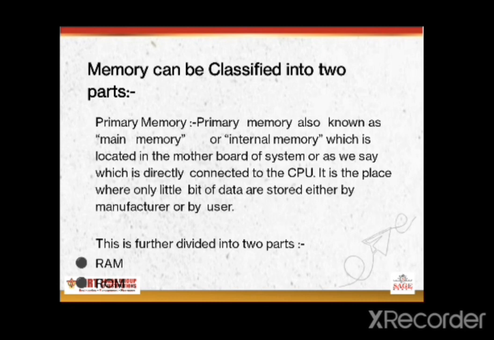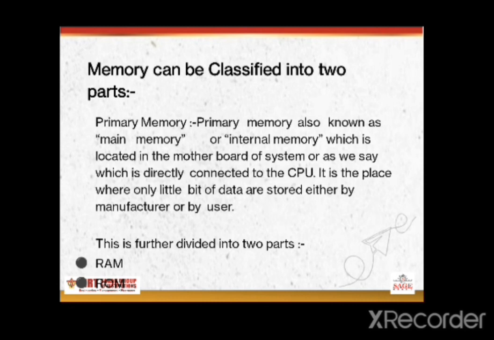This memory is divided into two parts, that is primary memory and secondary memory. We can further divide primary memory into two parts, that is RAM and ROM. Then RAM can be classified into two parts, that is dynamic RAM and static RAM. ROM is divided into three parts, that is PROM, EPROM and EEPROM. And the secondary memory is divided into parts like floppy disk, hard disk and CD-ROM.